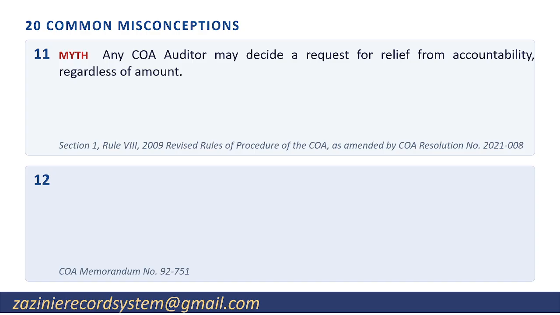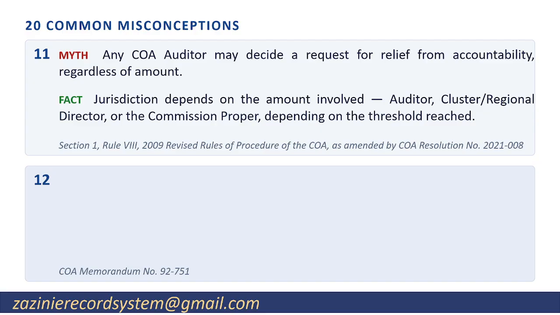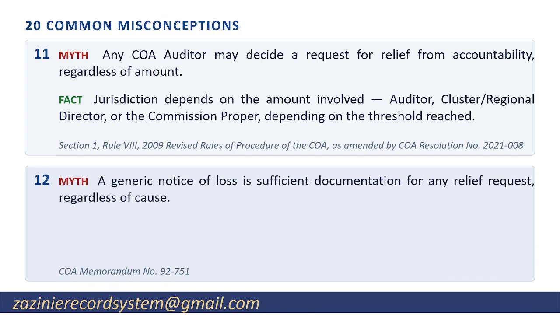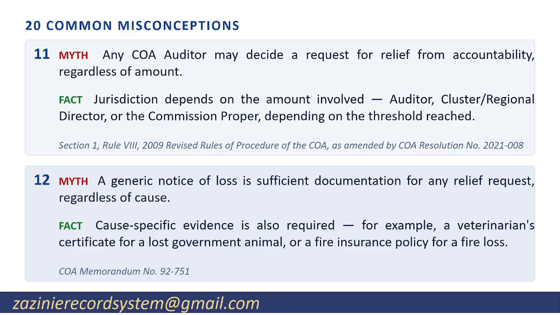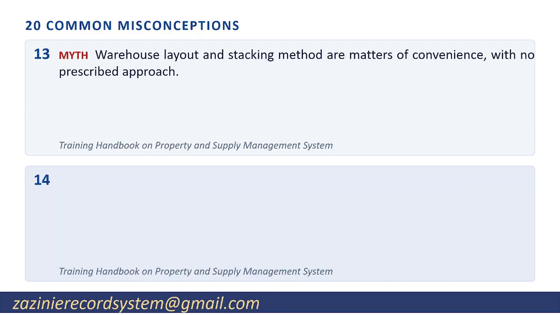20 Common Misconceptions. Number 11. Myth. Any Commission on Audit auditor may decide a request for relief from accountability, regardless of amount. Fact: jurisdiction depends on the amount involved, auditor, cluster or regional director, or the Commission proper, depending on the threshold reached. Number 12. Myth: a generic notice of loss is sufficient documentation for any relief request, regardless of cause. Fact: cause-specific evidence is also required. For example, a veterinarian's certificate for a lost government animal, or a fire insurance policy for a fire loss. Next slide.